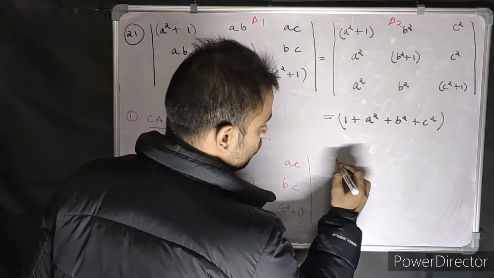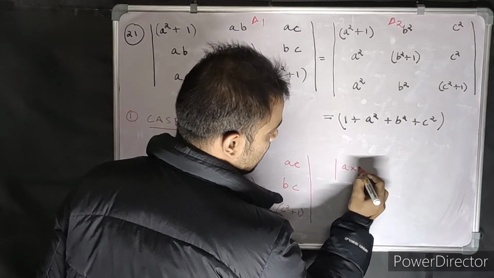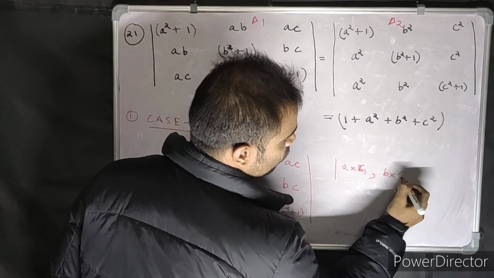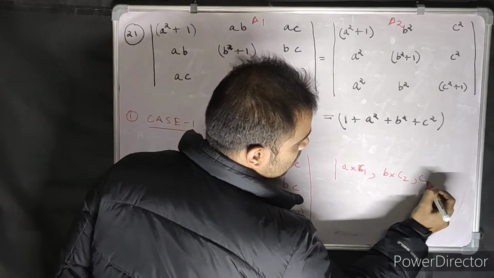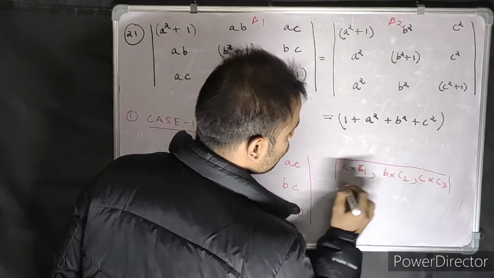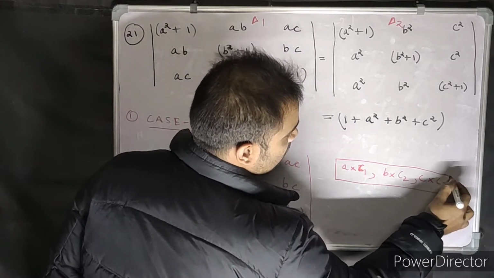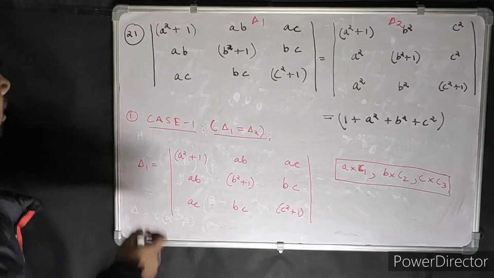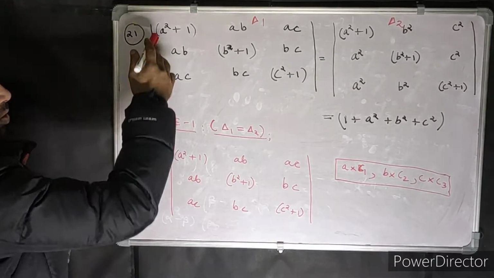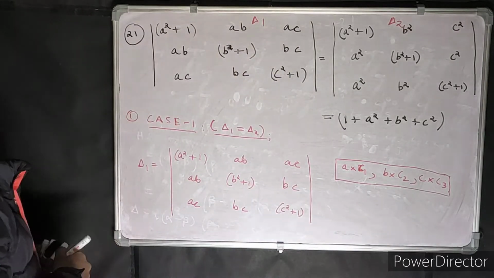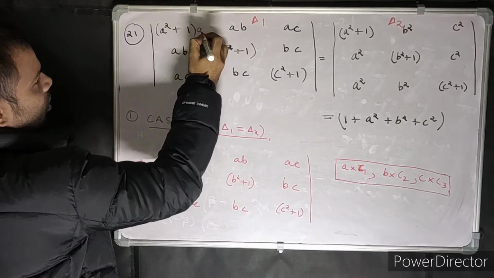So what are you going to do? The next step is to write an operation, and this is what you have to write: a into c1, comma, b into c2, comma, c into c3. Write this in a box to show that you are multiplying a with the first column, b with the second column, and c with the third column. So let's multiply it here only. I will be multiplying and writing the same thing, so instead of doing that, I'm showing it to you over here.